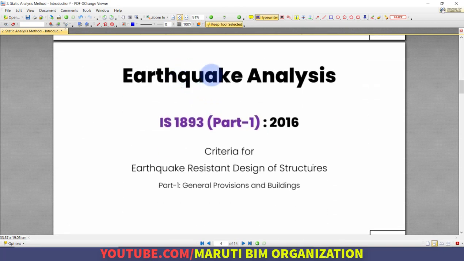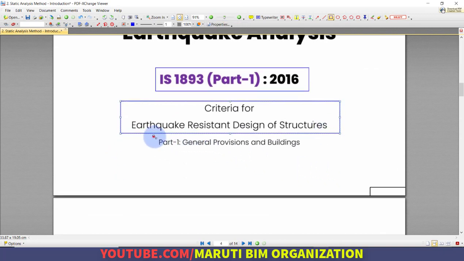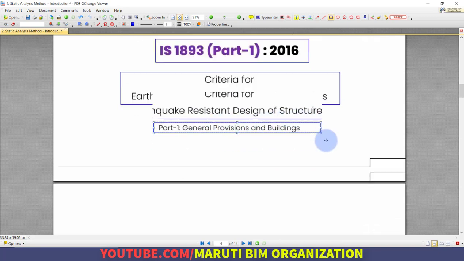Now, for the analysis of earthquake as per Indian Standard Codes, we are using IS 1893 Part 1 2016 revision. This code is used for criteria for earthquake resistance design of the structures. So in that we are going to use Part 1, that is general provisions and buildings. So these are the codes that we are using.